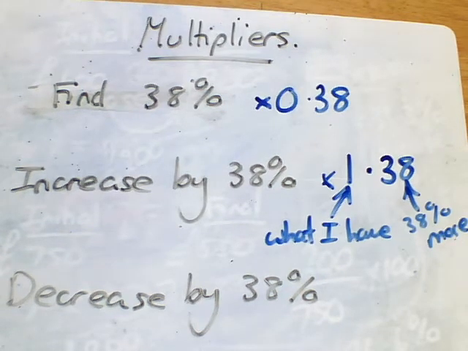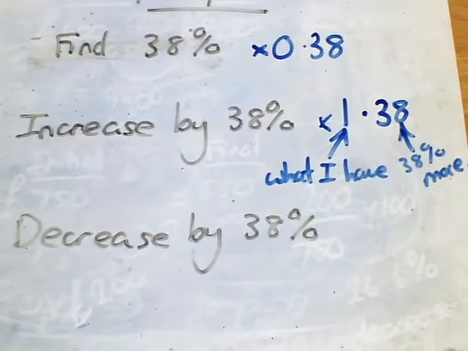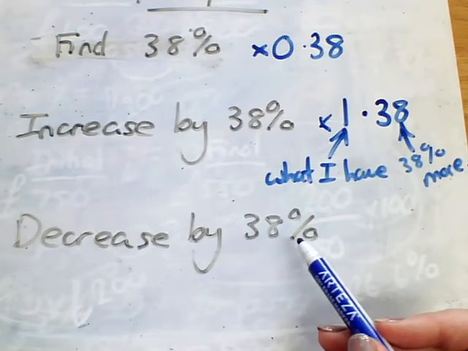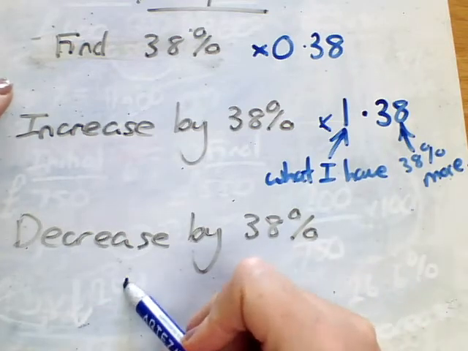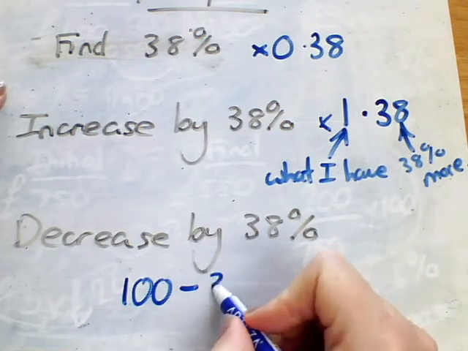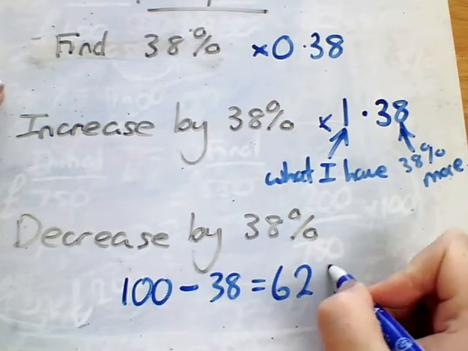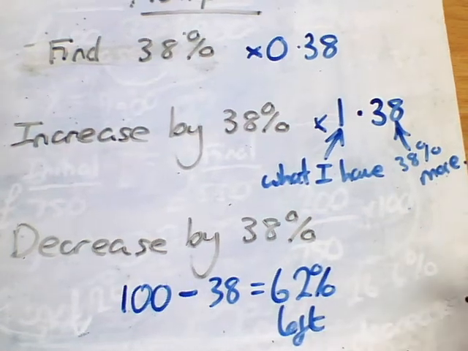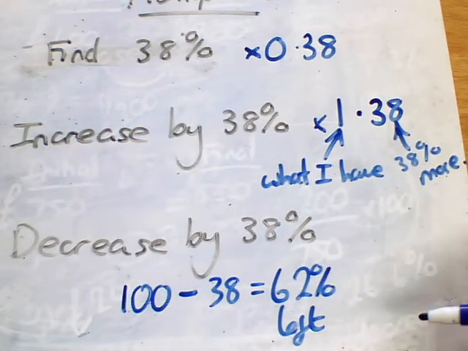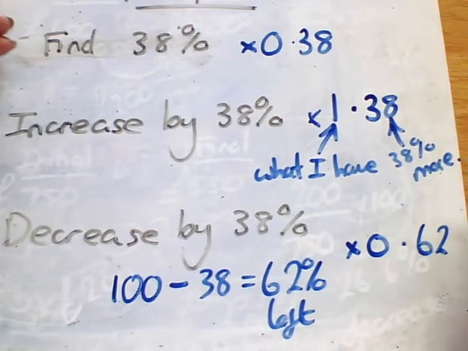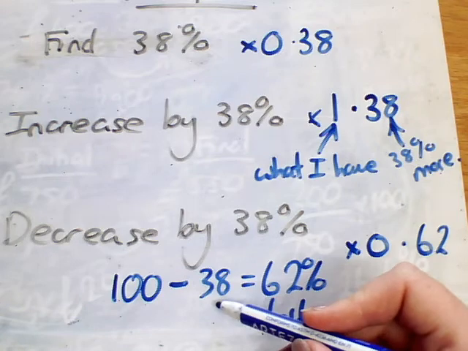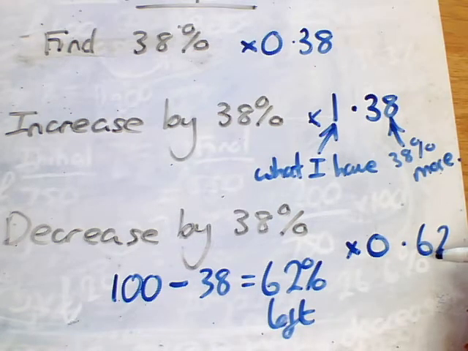To decrease by 38%, okay, now this one's slightly trickier. What I'm going to do is, if I'm losing 38%, then I need to make sure that I've got 62% left. So what I'm going to do here is 100 minus the 38%, because that tells me that there is 62% left. And then I turn that into a decimal. So that would be 0.62 that I multiply by. What this is doing is taking off that 38% for you and leaving you with the percentage that is left. So let's have a look at a couple with some numbers then.